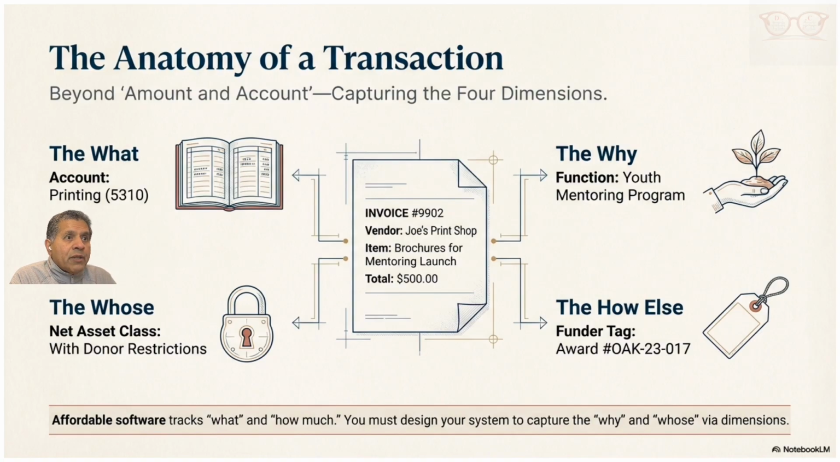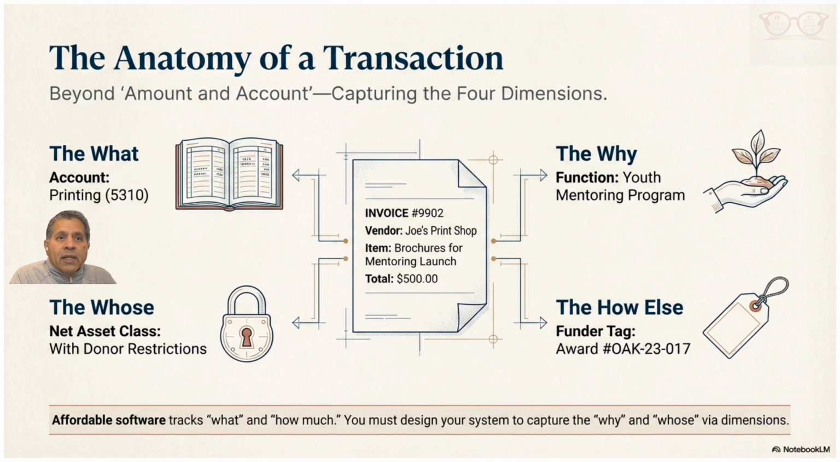In a for-profit business, you just record the what, like printing expense $500. But in a nonprofit, that's not enough. We need to capture 4 dimensions on every single invoice. We need the what, and that's the account number.